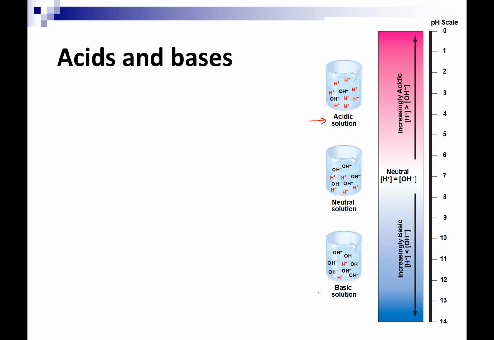So let's talk about these terms, acidic and basic. And another word for basic is alkaline. An acidic solution has more hydrogen ions than hydroxide. Okay, so if you look, you can count. There's more red H's than black OH minuses. Neutral solution, we said they are equal. And in a basic solution, the concentration of hydrogen ions is less than the concentration of hydroxyl ions, or hydroxide.